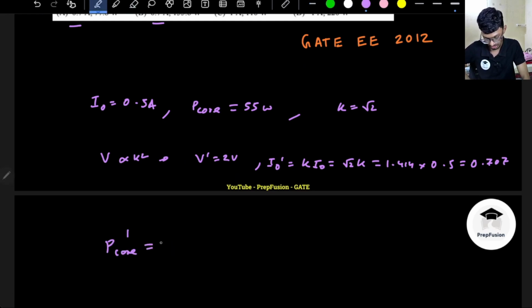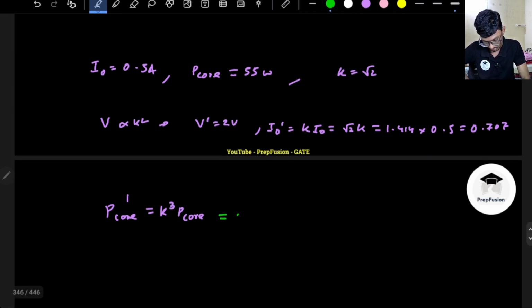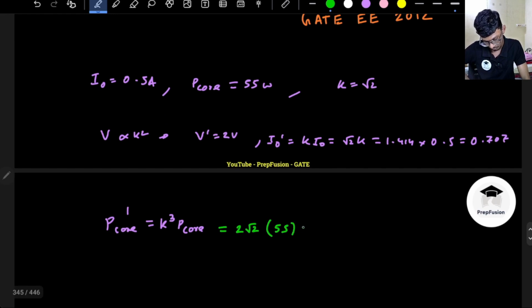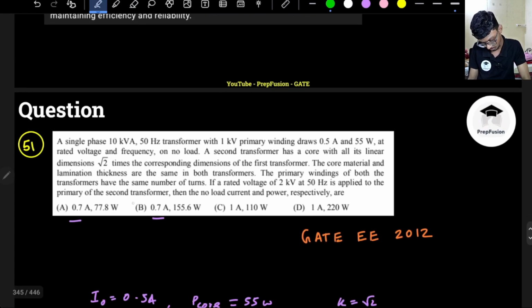So P core dash will be k cube into P core. So this will be 2 root 2 into P core, that is 55 watt. So this value will be 55 into 2 into root 2. So this will be 155.564 watts, that is present in option B.